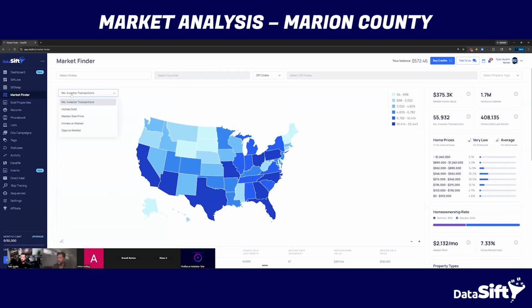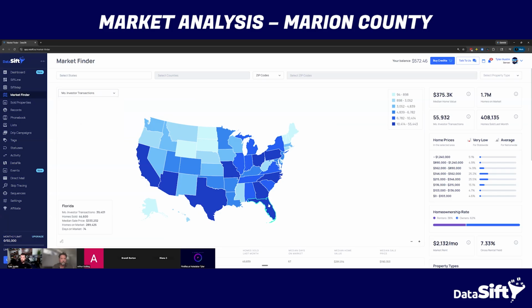In the top left corner, I'm filtering by monthly investor transactions, homes sold, median sales price, homes on market, days on market. I basically always just stay on investor transactions. What this is doing is it's looking at where are the most investor transactions happening by state. A really important thing to know here is that this is based off of averages. We start at the bottom, the neighborhood level, and we work our way up to the zip code, to the county, to the state. Okay.